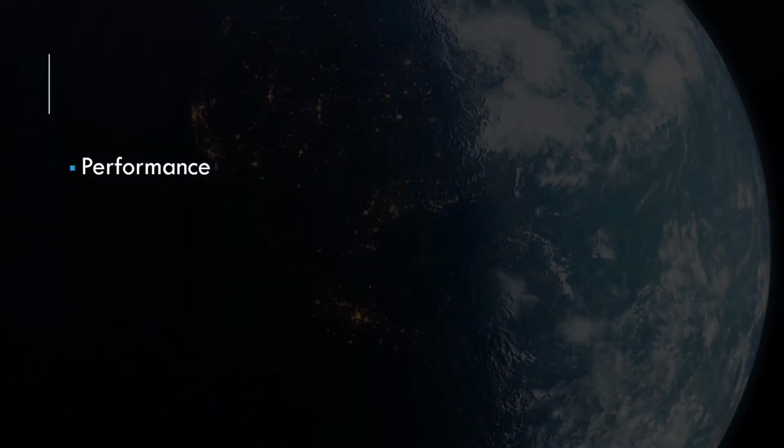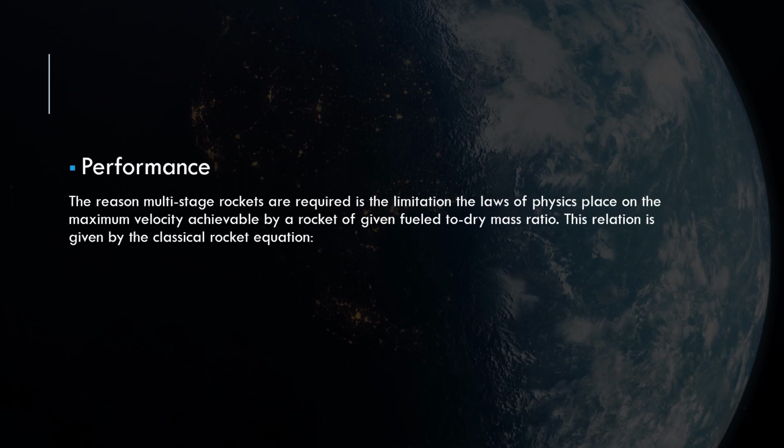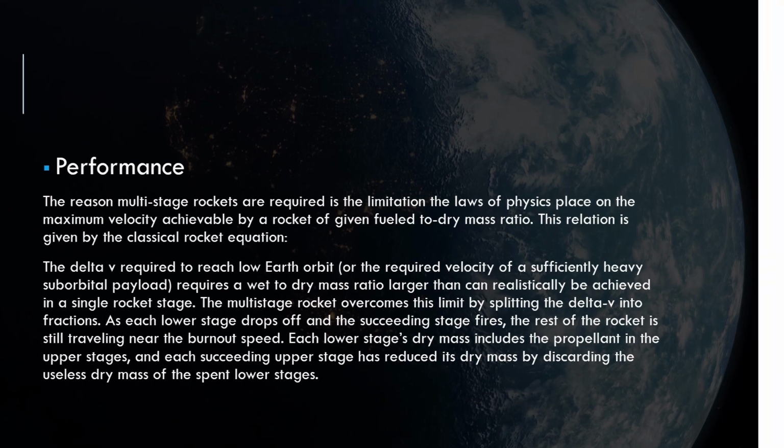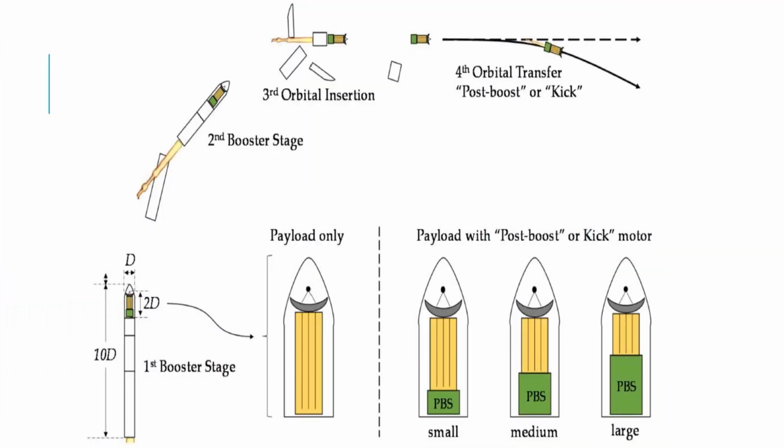Now we see the performance of the multi-stage rocket. The reason multi-stage rockets are required is the limitation the law of physics places on the maximum velocity achievable by a rocket of a given fuel to dry mass ratio. This relation is basically given by the classical rocket equation. At each stage, dry mass includes the propellant in the upper stage, and each succeeding upper stage has reduced its dry mass by discarding the useless dry mass of the spent lower stages. This image describes how the multi-stage rocket system works.